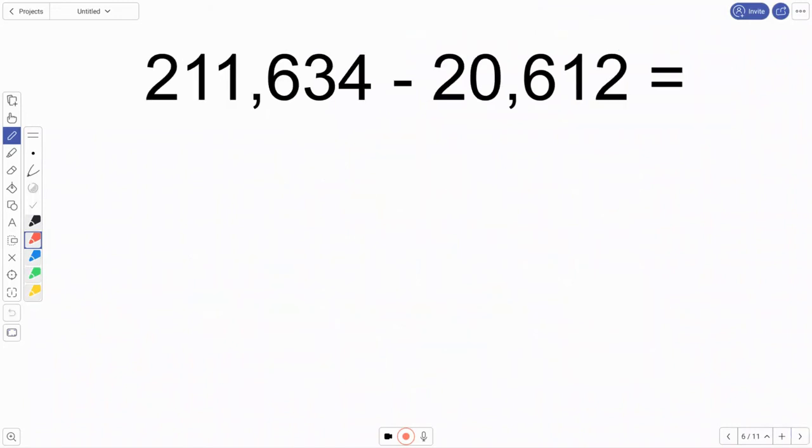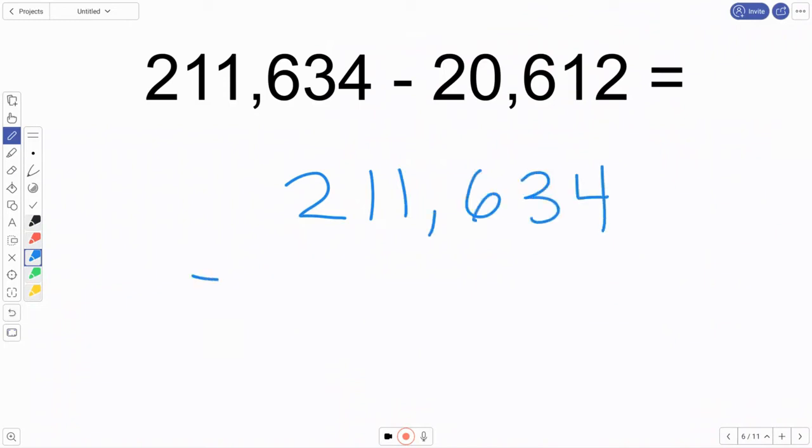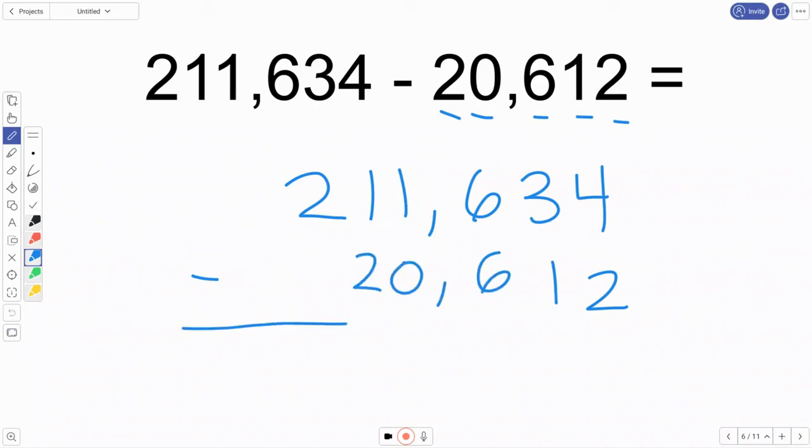Okay, let's do one more. All right, this one doesn't have quite as big a numbers, but we still need to make sure we line it up well. 211,634 minus, and I see that there are only 5 digits here. Like I said, I like to write the second number backwards just to make sure I have everything lined up correctly, every place value. Then I do my subtraction.